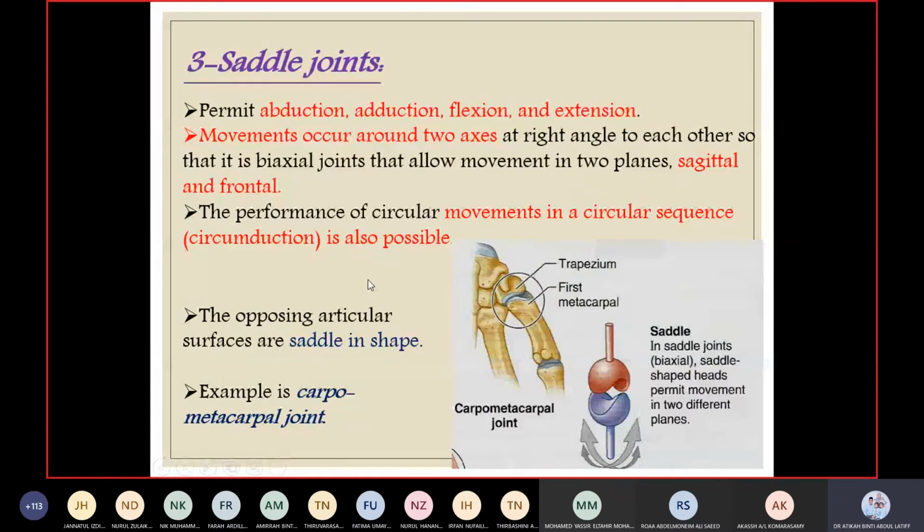For example, your carpo-metacarpal joint. These are your carpal bones here, and this is your first metacarpal. The joint between your carpal bone and metacarpal is called your carpo-metacarpal joint. This carpo-metacarpal joint allows abduction, adduction, flexion, extension, and also circumduction. You can also do circular movements with your fingers.